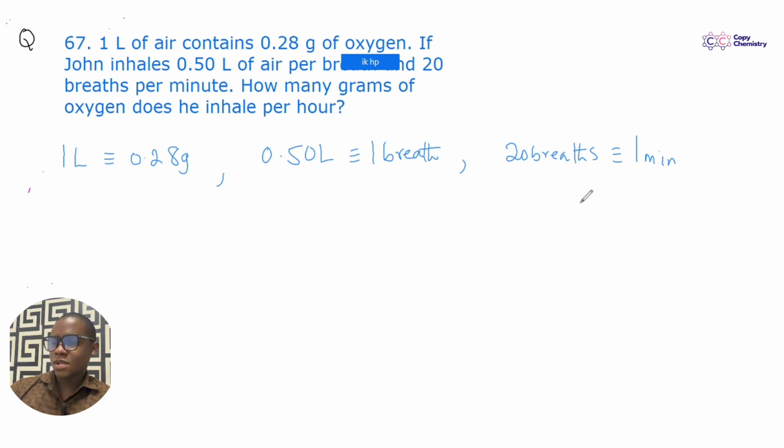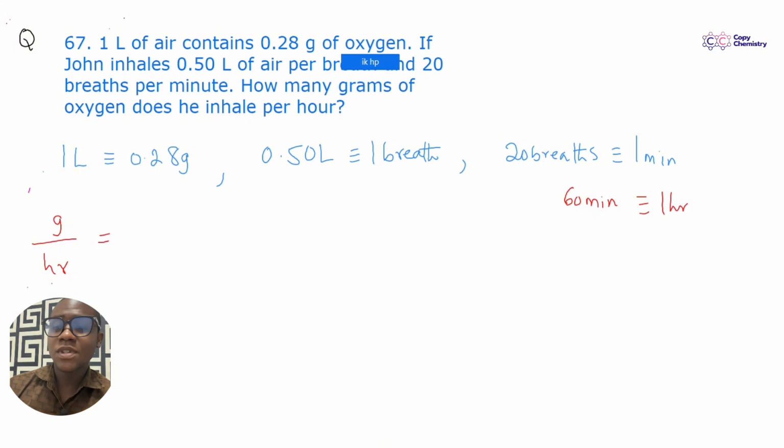Then what else? They said we want to know the grams that he would inhale per hour. So this is what we're looking for: grams per hour. But this is all we're given, so what else can we figure out? 60 minutes equals 1 hour. We might actually need it, so we'll write it there.